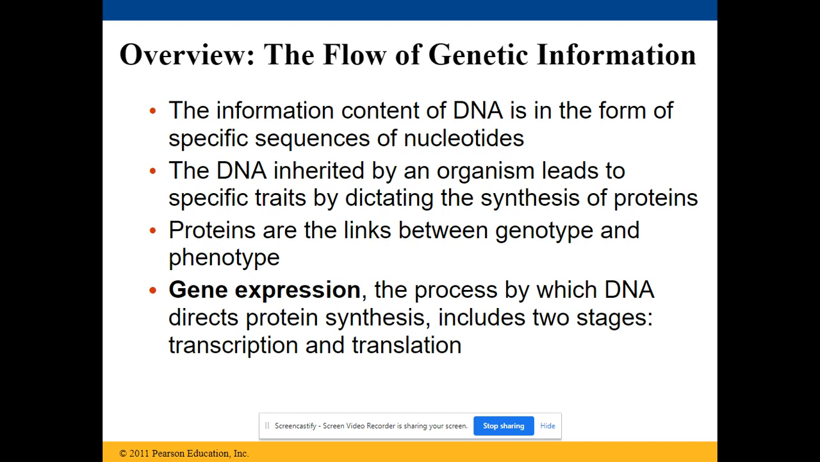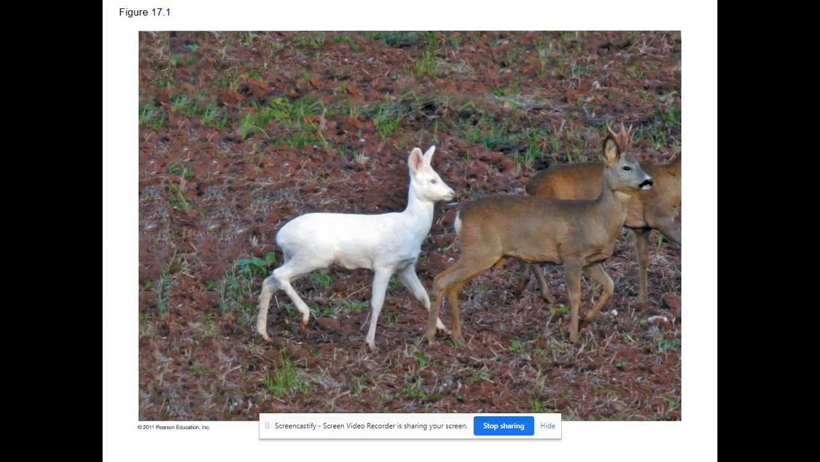Gene expression is the process by which DNA directs protein synthesis, and it includes two different stages, transcription and translation. So altogether, DNA to RNA to proteins is made up of three different steps: replication, then transcription, then translation. That's how we can end up with our little albino deer amongst a family of regular brown deer.